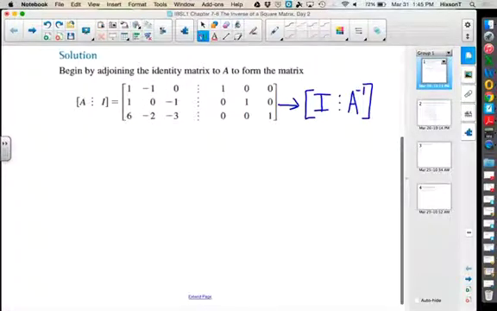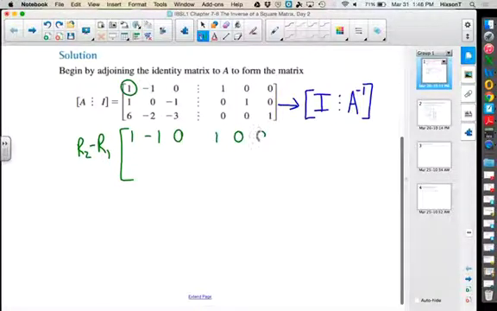Now, the nice thing with this one is we already have our 1 in place. So now we can look at just getting these 2 zeros where the 1 and the 6 are. Okay? All right, so good. We're going to use row 2 minus row 1. Row 1 stays the same. This is echelon form.